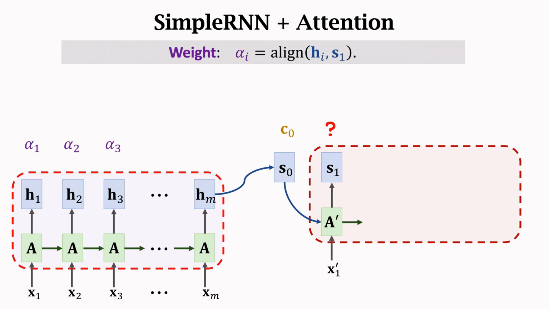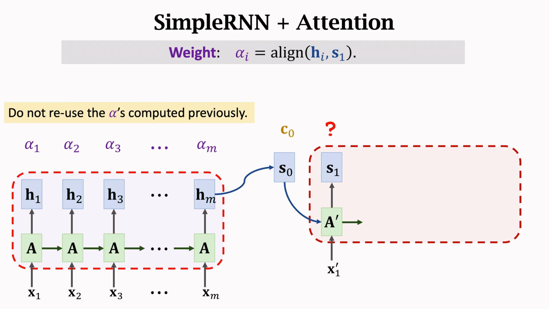The outputs of the align function are alpha 1 to alpha m. Each alpha corresponds to an H vector. Note that we do not reuse the alphas computed in the previous round. Previously, when computing C0, we computed alphas. However, the new alphas are totally different values. Previously, the alphas are computed using S0. But here, the alphas are computed using S1. So the alphas here are different from the previous round. The previously computed alphas cannot be reused.